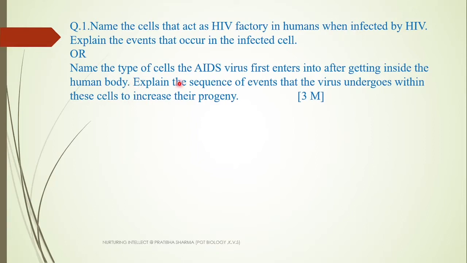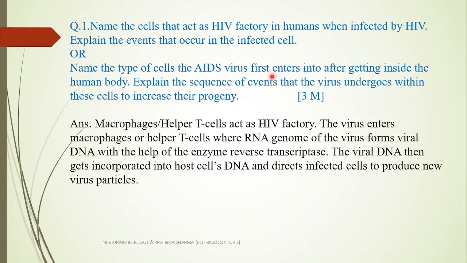लेकिन यहाँ पे पूछा है कि नेम द टाइप ऑफ सेल्स द एड्स वायरस फर्स्ट एंटर, सबसे पहले किस में एंटर होता है, तो यहाँ आंसर सिर्फ आएगा मैक्रोफेजेस. ठीक है. सो अगर क्वेश्चन ऐसे है तो आप लिखोगे मैक्रोफेजेस. In this case you can write both macrophages and helper T.